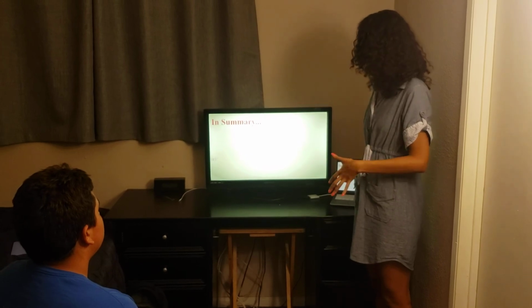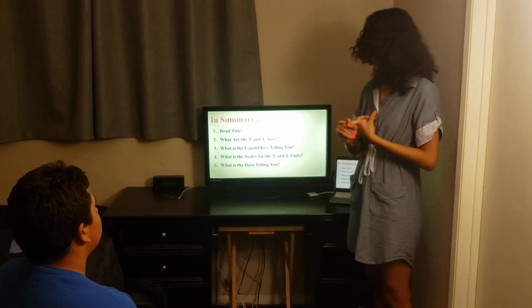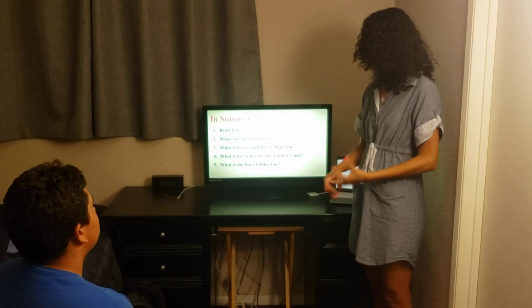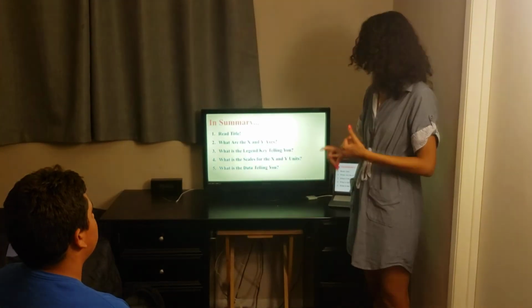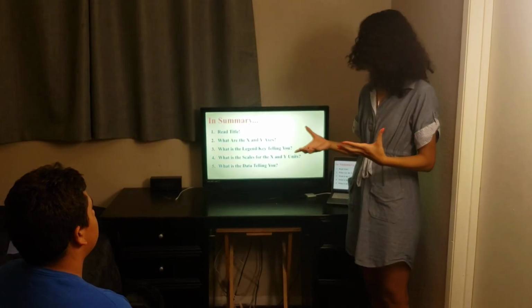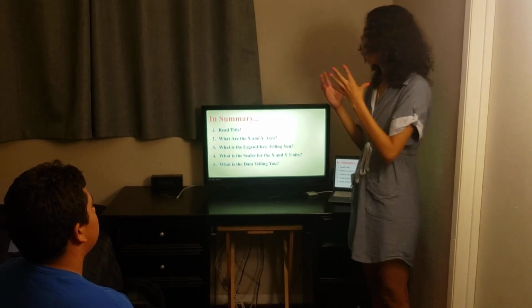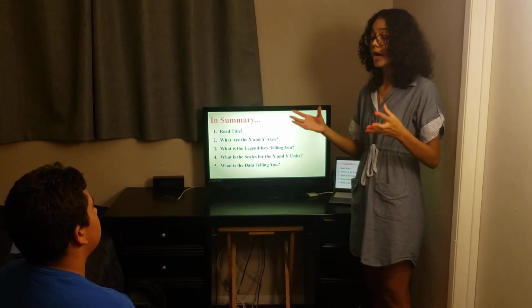In summary, we want to look at 5 things. The title, what are the X and Y axes? What is the legend and key telling you? What are the scales for the X and Y units? And then what is the data telling you? And by knowing these 5 things, you're going to be able to analyze any graph or chart that is given to you.